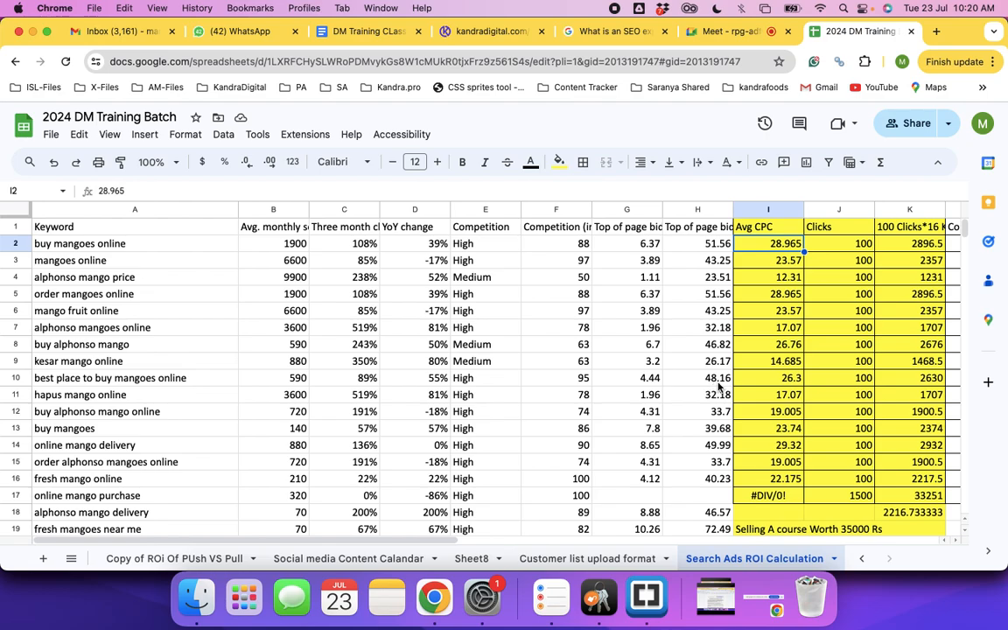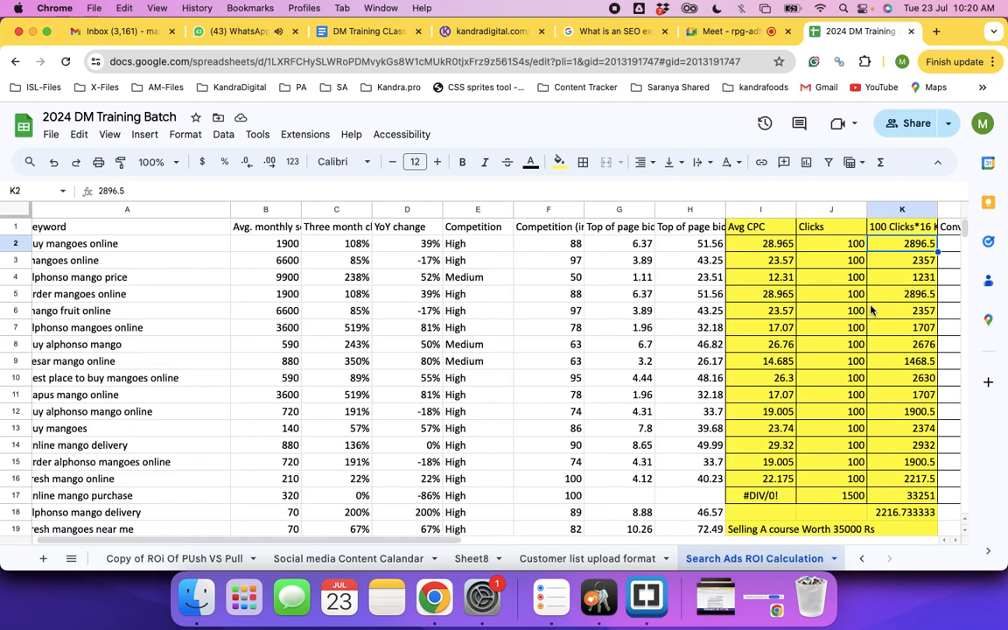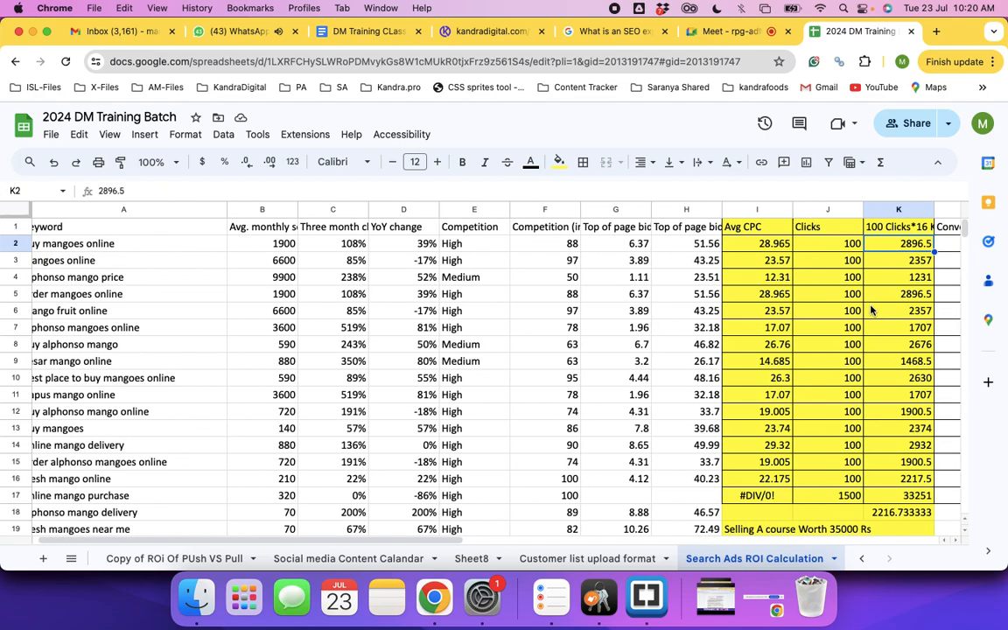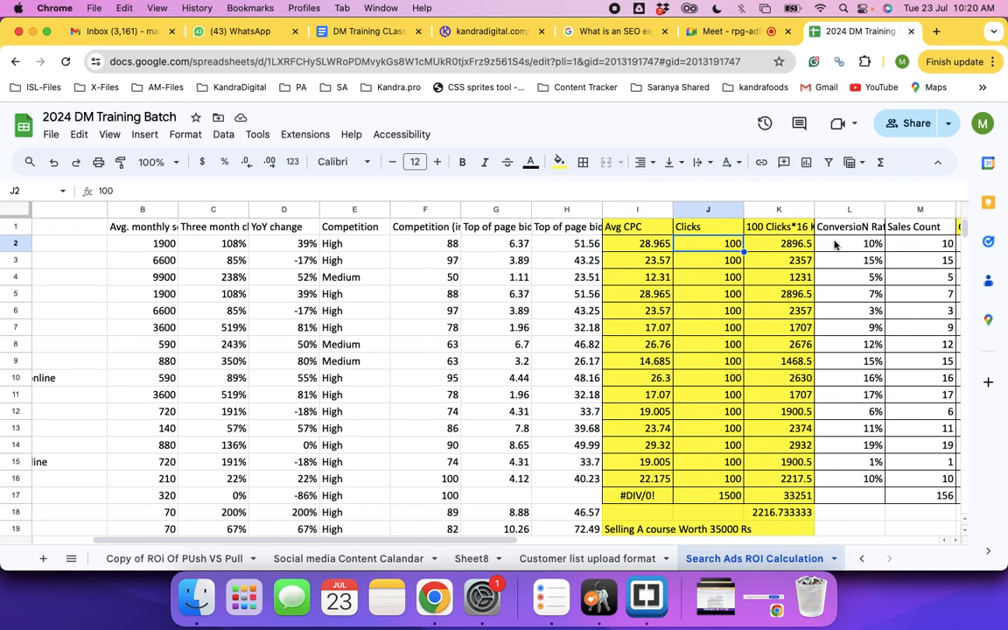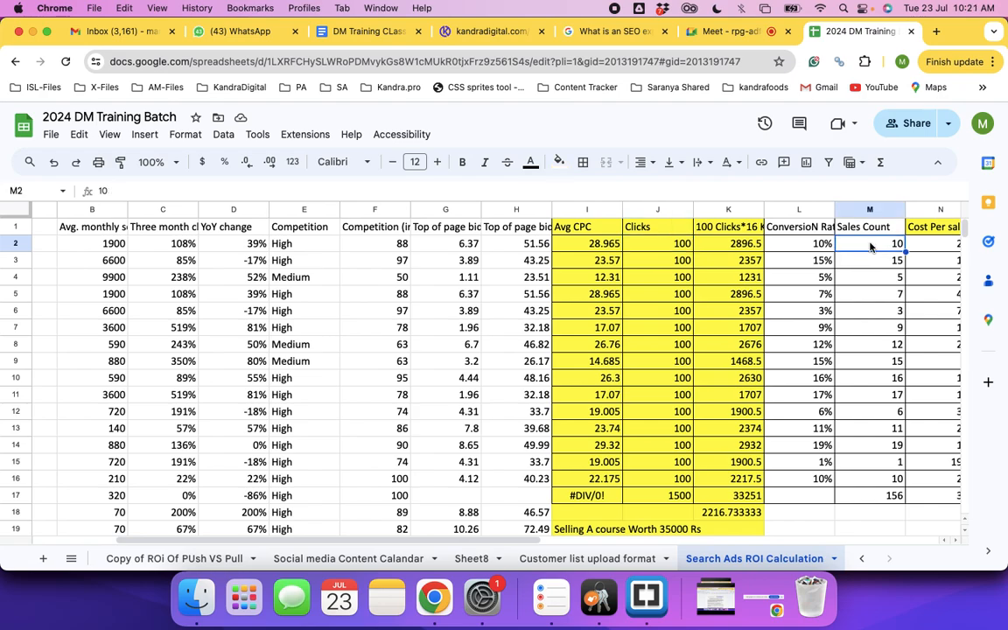how much is that going to cost? At this price of 29 rupees, if you have to get 100 clicks, it's going to cost you 2896 rupees, correct? Out of this 100, let's assume 10 percent are going to order mangoes from you, correct? So if it is 10 percent, you will be getting 10 sales.